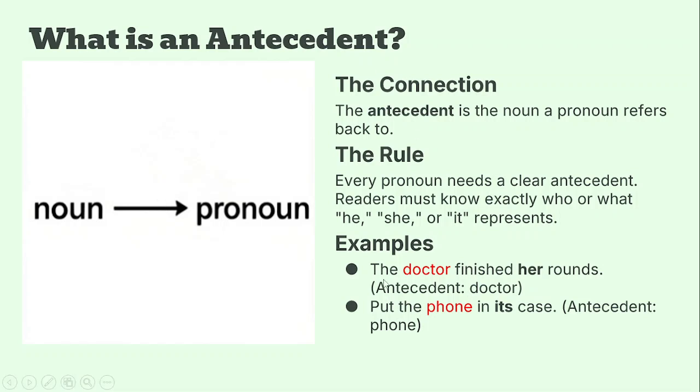Like if you look at this example: the doctor finished her rounds. Why did we use her? Because her here refers back to the doctor, as the doctor is the antecedent for the pronoun. It's singular, that's why we used her. With the phone in its case, why did we use it? Because it refers back to the phone. The phone is the antecedent.